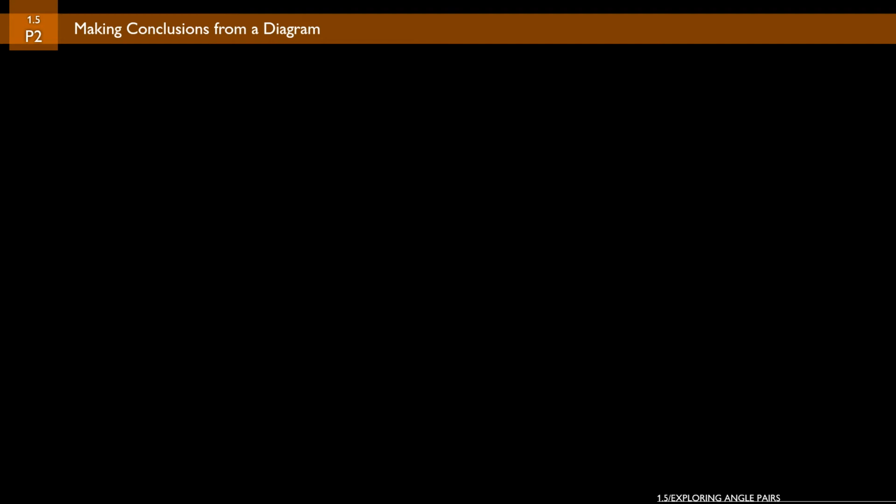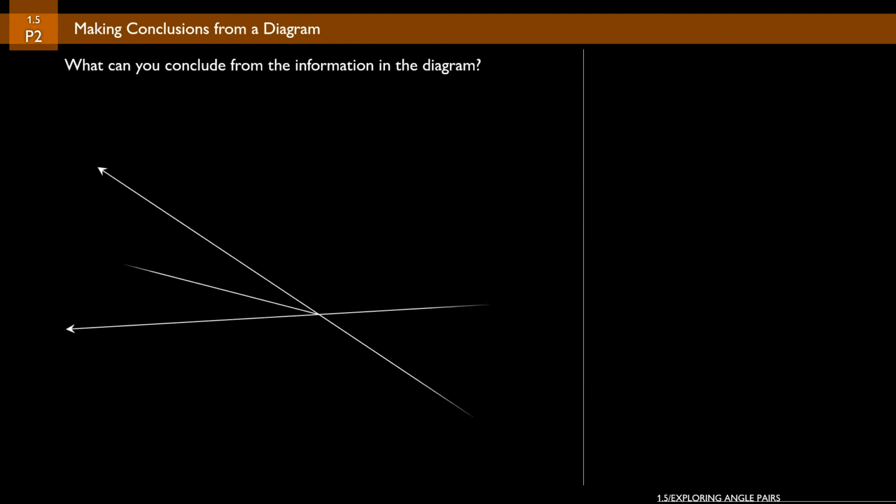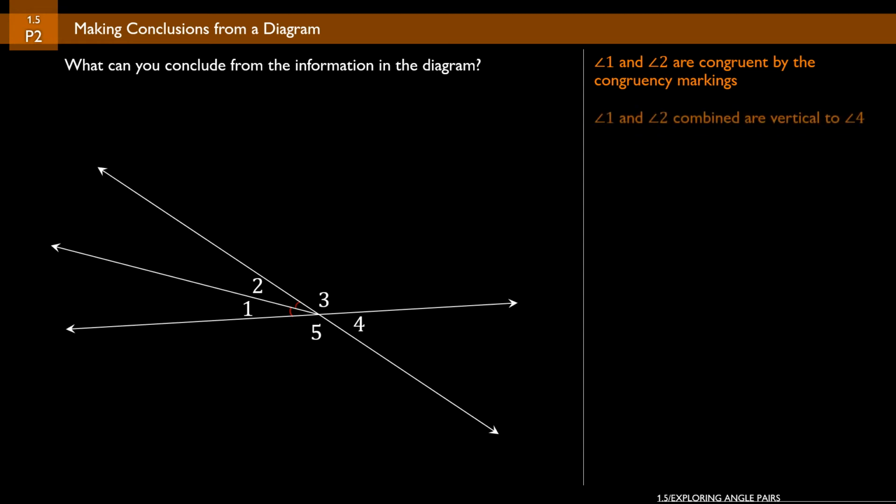For problem number 2, we're asked, what can we conclude from the information in the diagram? The very first thing we're going to look at is the markings that are given on the diagram. And that tells us that angle 1 and angle 2 are congruent by congruency markings. We also know that angle 1 and angle 2 combined are vertical to angle 4 because we do have two straight lines there that form vertical angles. This also means that angle 3 is vertical to angle 5.